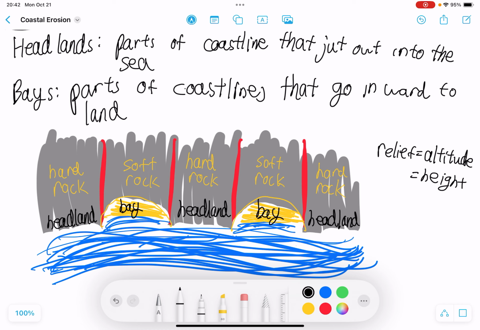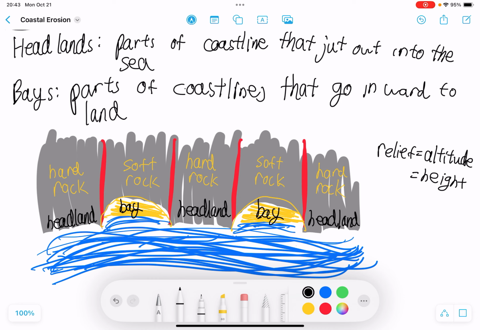The headlands here are often cliffs or mountains. They're not often beaches, because if they were beaches, they would be eroded away really quickly. Sand is relatively easy to erode away compared to hard rock, right? So these are usually cliff faces with hard rock, made of chalk or something. So they have high altitude because, well, cliffs have high altitude, right? The rocks stack up together and they form mountains or cliffs.